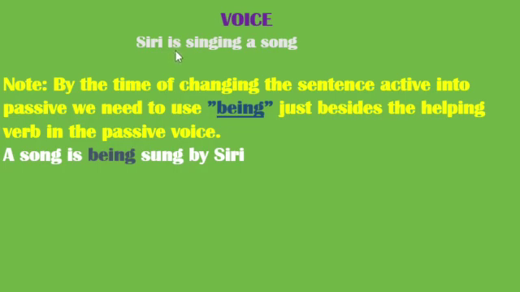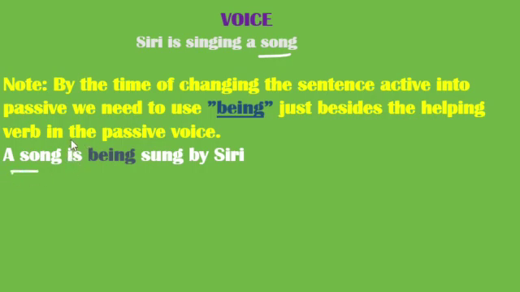Siri is the subject, and here the helping verb is "is." Actually, we have three helping verbs: is, am, are. Siri is third person singular, and that is the reason we have to use the helping verb "is." And "a song" is the object. So "Siri is singing a song" is present continuous tense. To transform the sentence from active into passive, we have to use the rule that the object becomes the subject. That is the reason we have replaced "a song" as the subject.